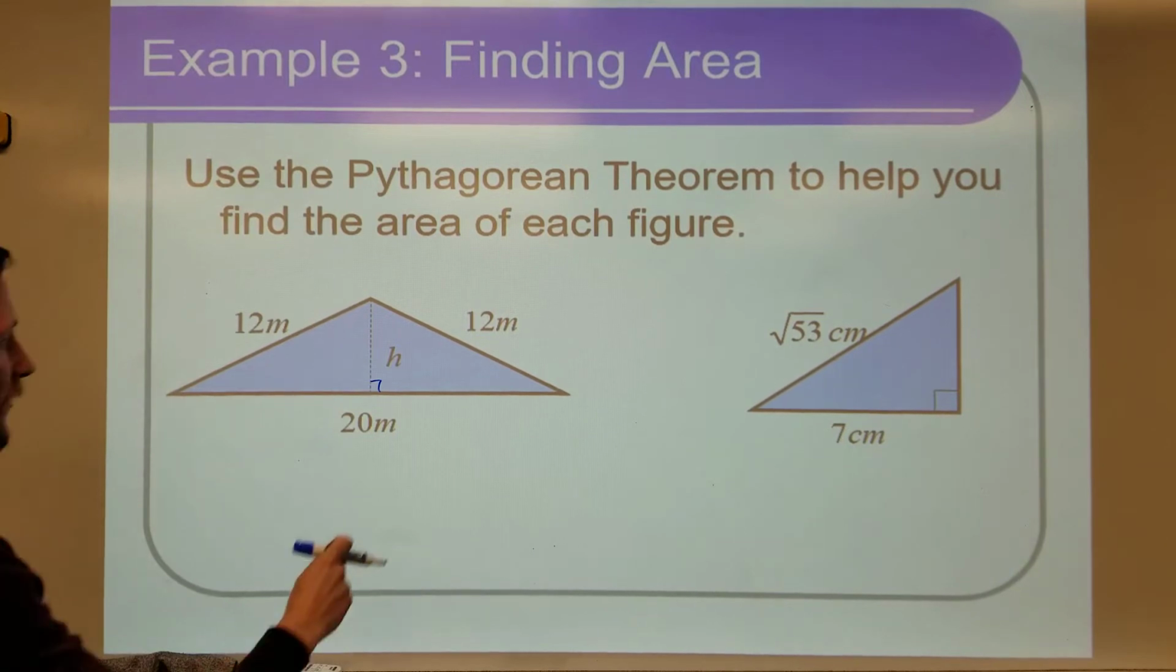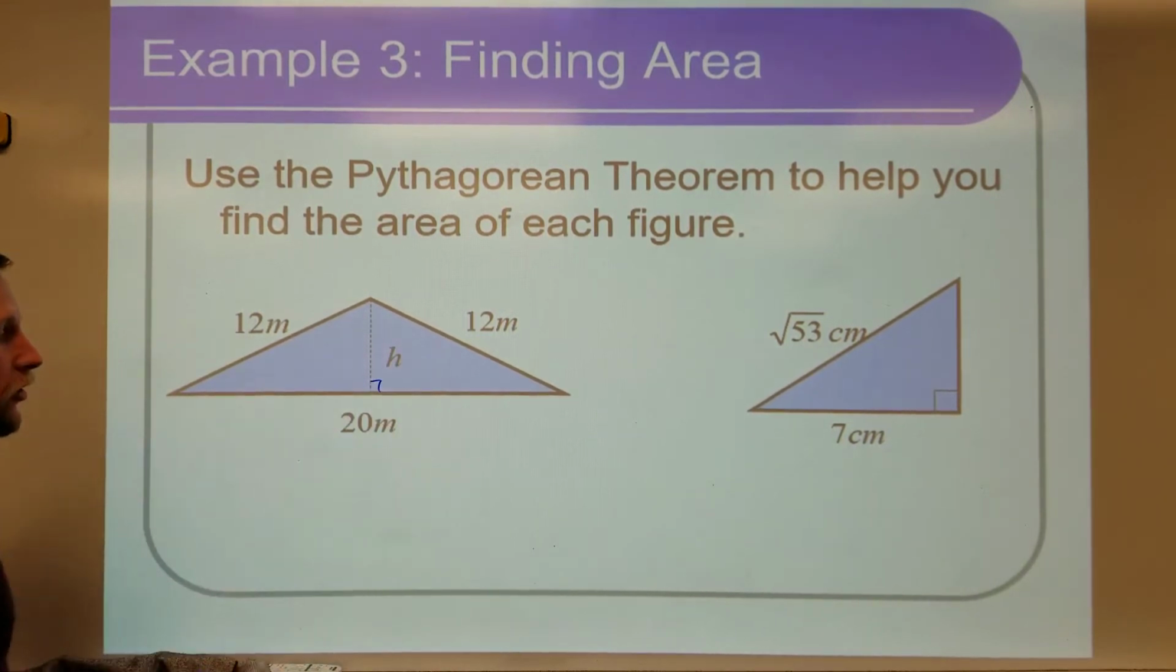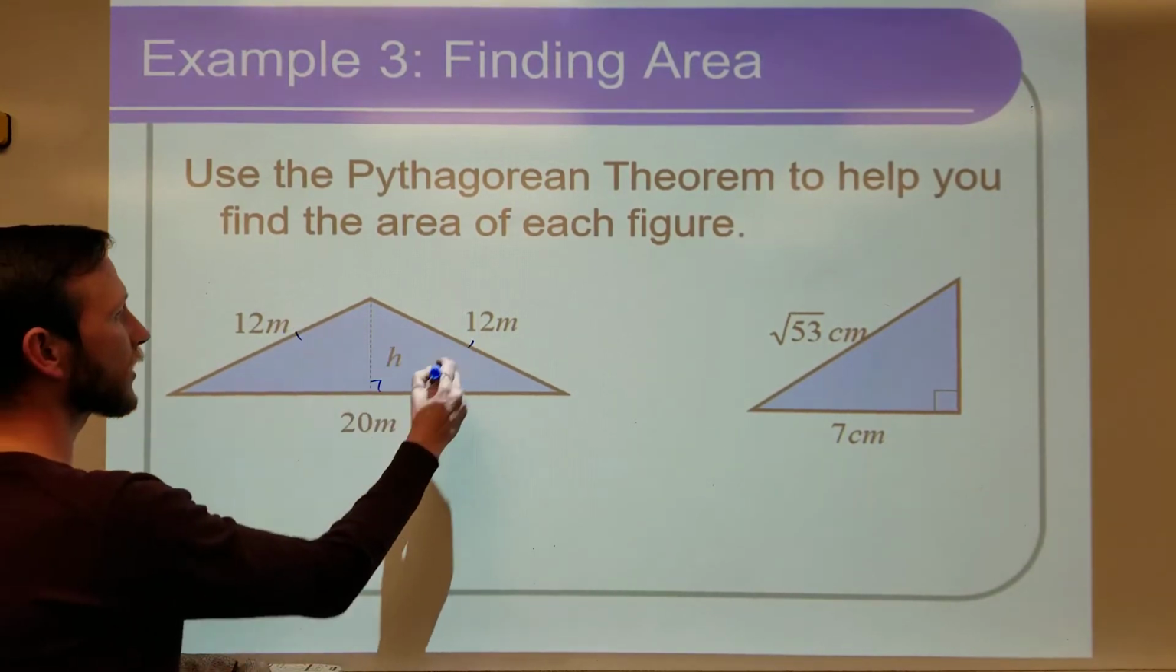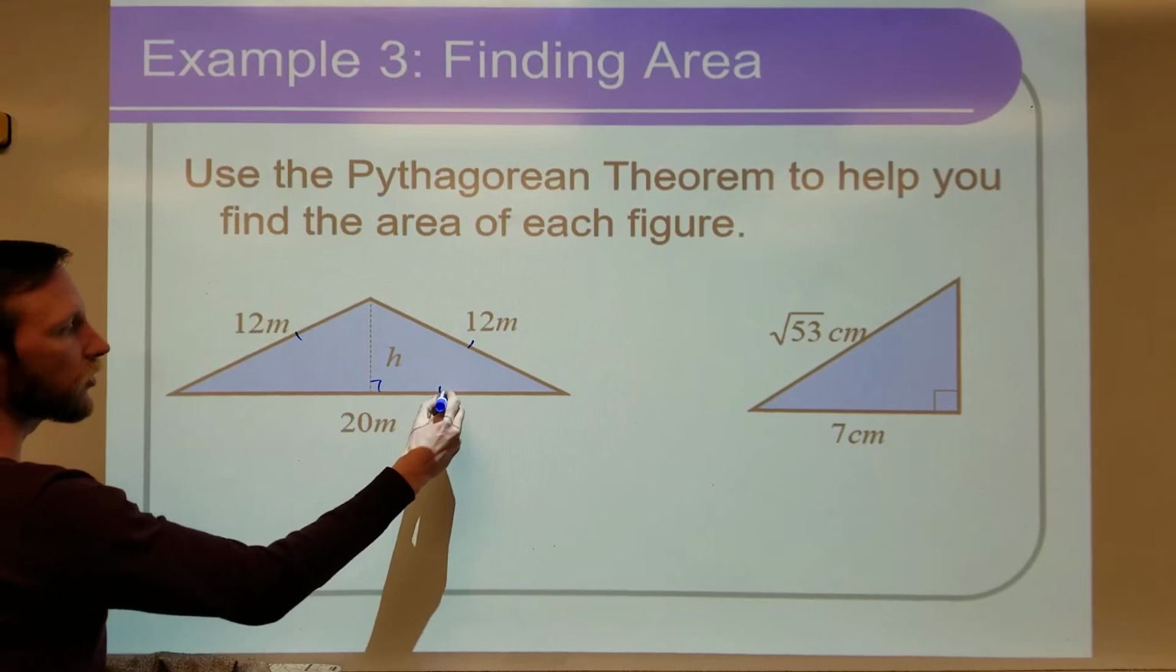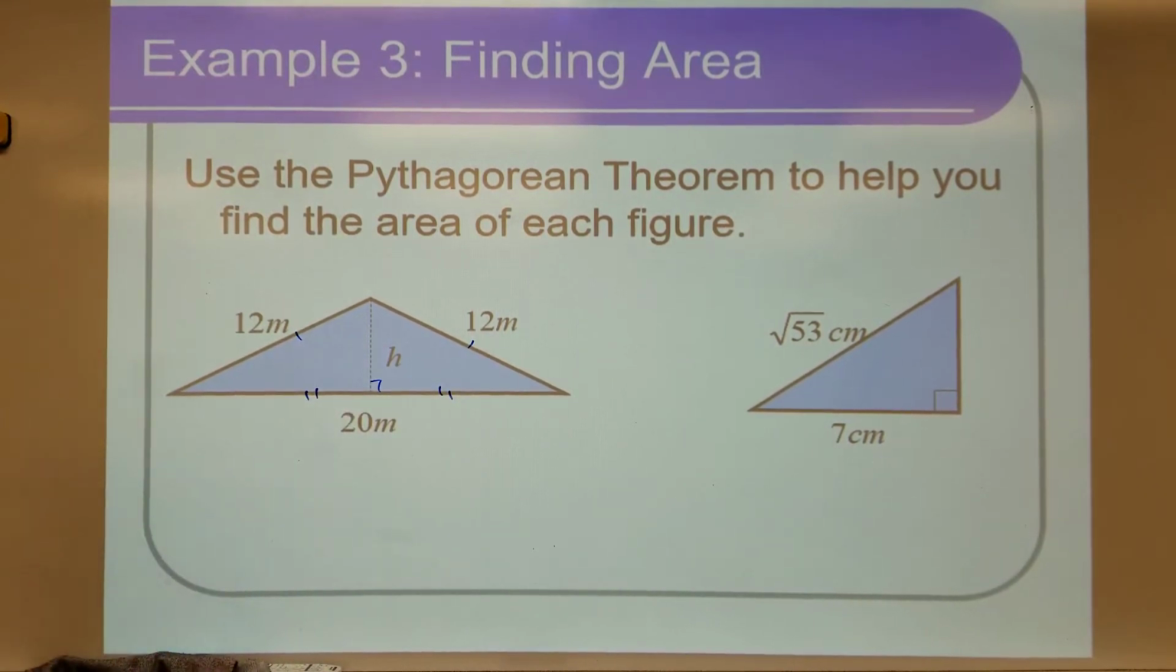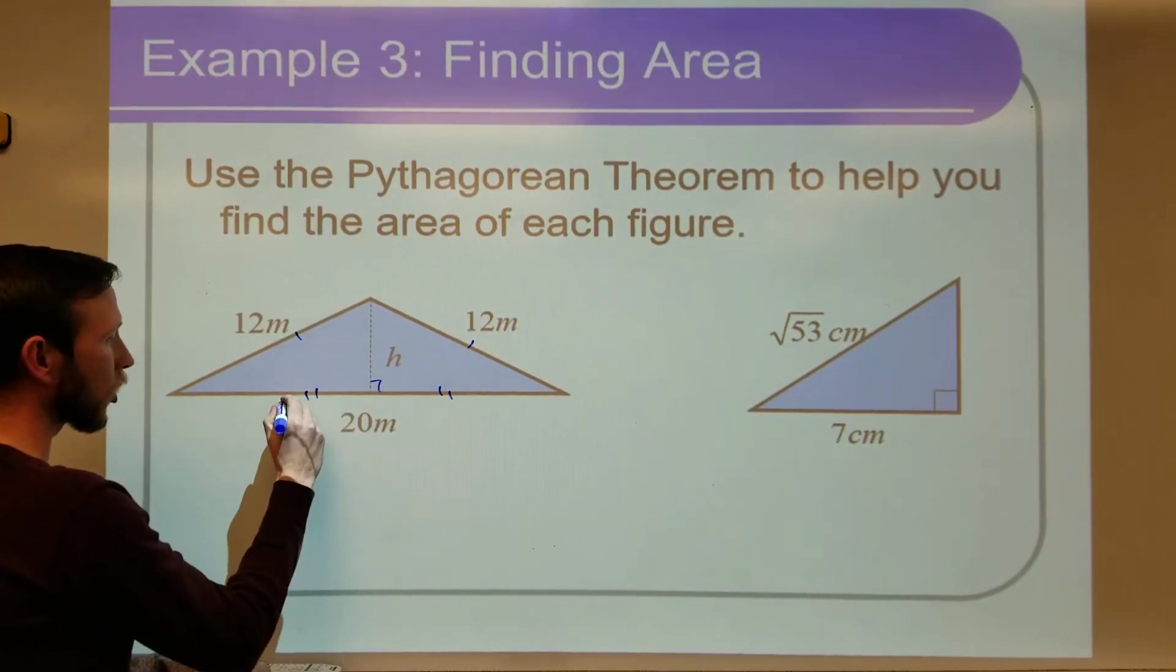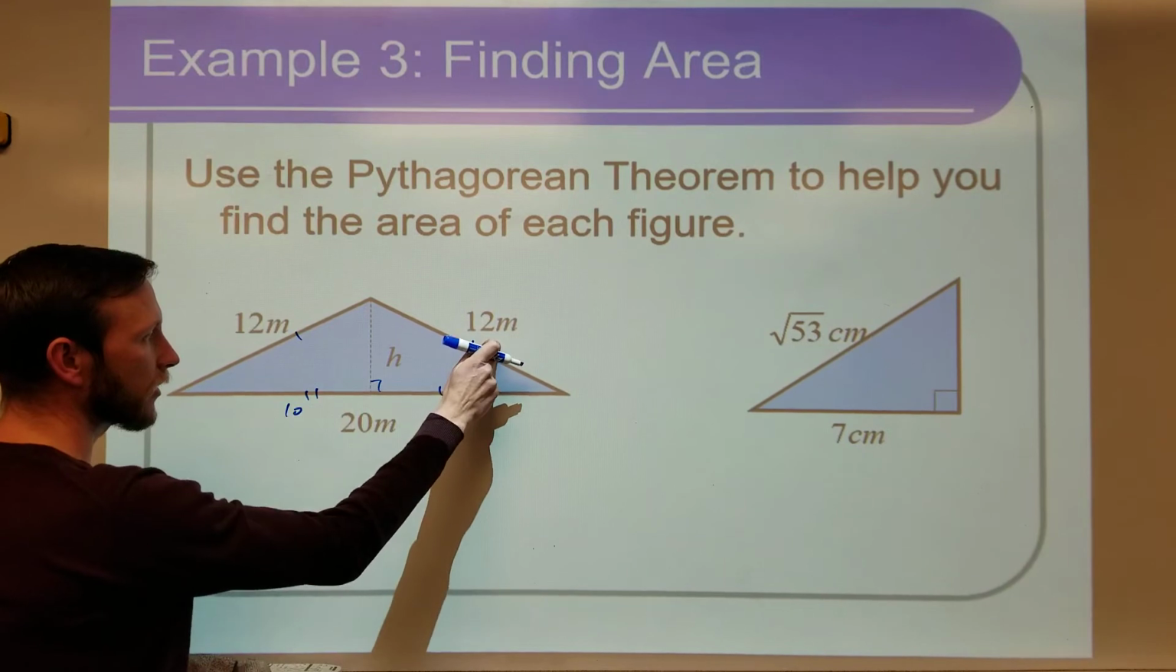Over here, if I want to find out this h value, then where I want to put my attention and energy is into recognizing my situation. In an isosceles triangle, the altitude is the perpendicular bisector of the base. We know that from Unit 4 last semester, which means that I can call this 10 and this 10, and this is 12.